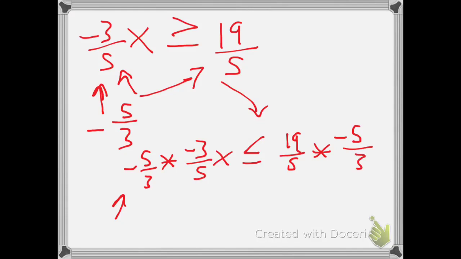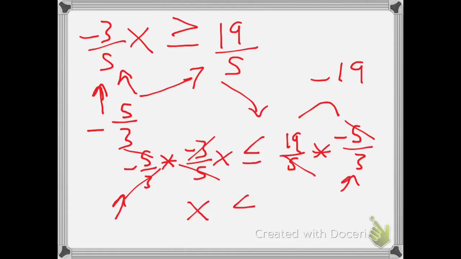Okay, so the magic of multiplying by the reciprocal is when you do that, you get 1. Those numbers cross out, the 5s cancel, the 3s cancel, and on the left you just get x. On the right side, you can cancel a little bit. You can get rid of that 5 because there's a 5 up top, and we're left with 19 and the negative, to get negative 19 on top, and on the bottom we just have the 3. So x is going to be less than or equal to negative 19/3.